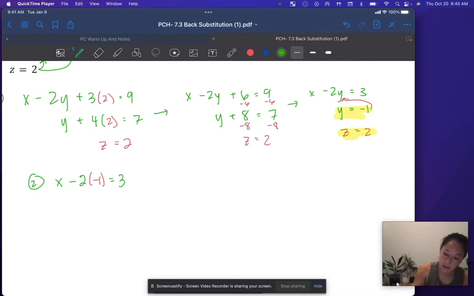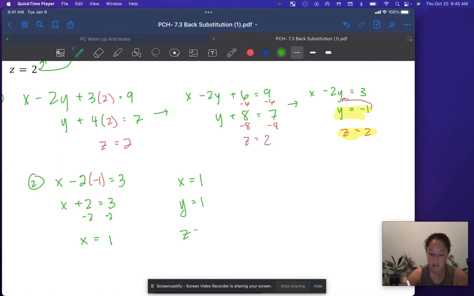We get x plus 2 is equal to 3, minus 2. x is equal to 1. So our system looks like x is equal to 1 for the top equation. The middle equation we solved for y, and the last equation was our variable z. So we write that the solution to the system is the triple 1, -1, 2, where the order goes x, y, z.